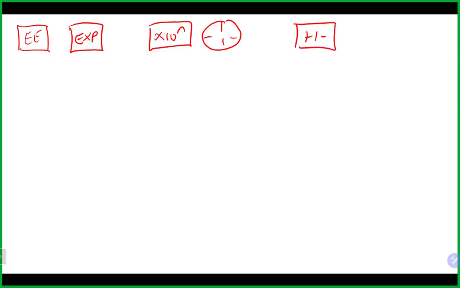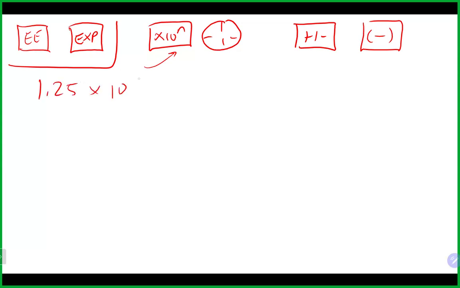That's kind of like your negative button or change the sign button, or something like that. So we'll talk about these first, and then we'll talk about what other things you have to do if you have that button on your calculator. So let's just say we had 1.25 times 10 to the minus 6, and we wanted to properly punch it into our calculator.